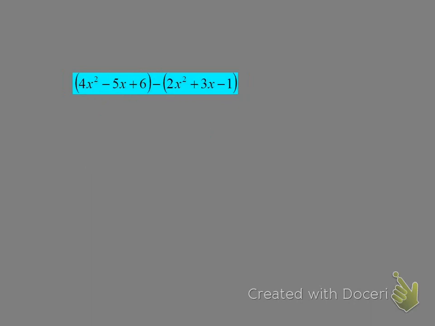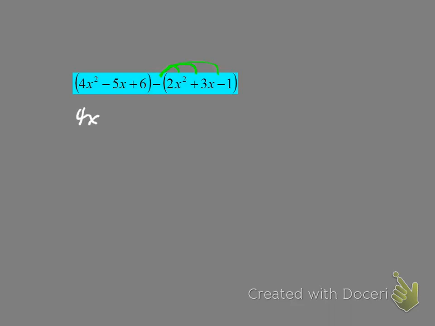Okay, now, second one here. What's different about this one? It's a subtraction, right? See that? Yeah. So then, for the second half of the problem, we need to do what with this negative sign? Distribute it to the 2, the 3, and the negative 1. So you do that first, I always do that first.